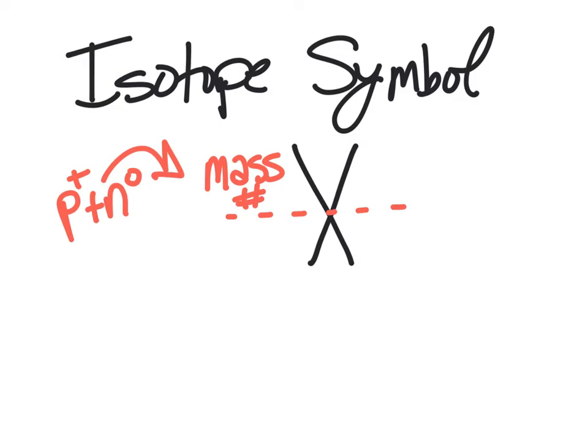Below the imaginary middle of your symbol, you want to write the atomic number, which is the number of protons or the number of electrons, and you've been told this number because you know the name or the symbol of your element and you can look up its atomic number on your periodic table.